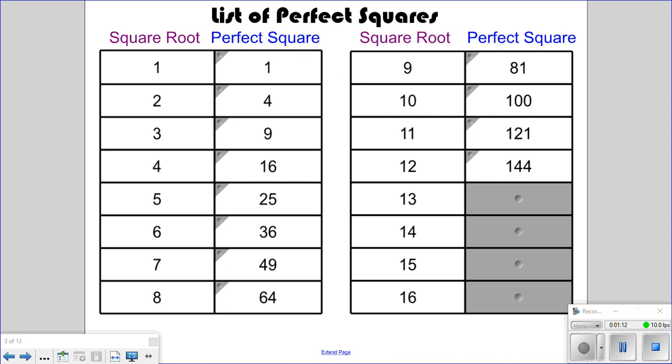Now, we do have more perfect squares, but the main ones that we really care about is up to 256, which should be plenty for us. We really won't go much beyond that probably.